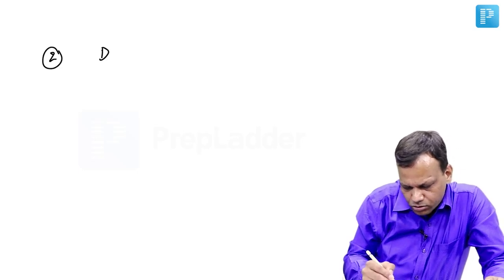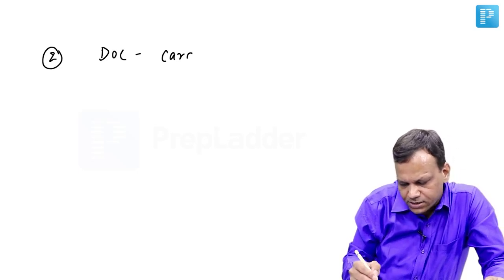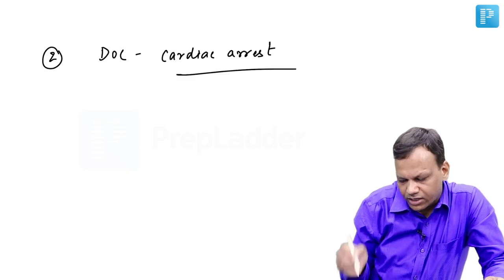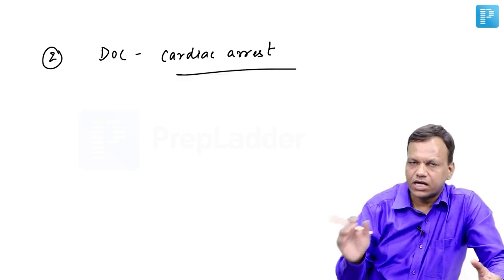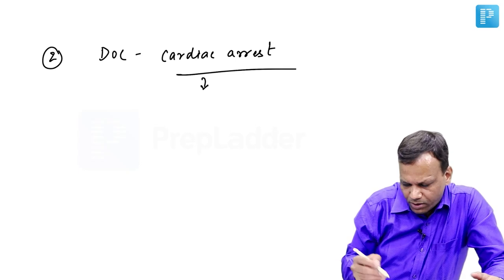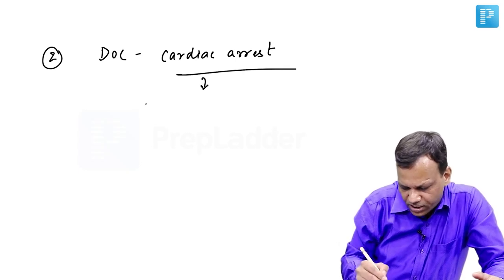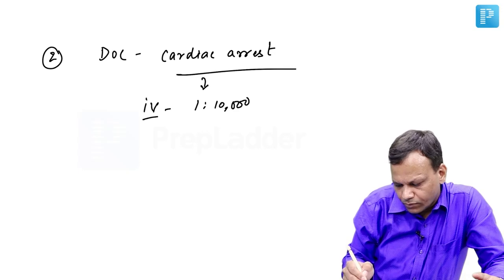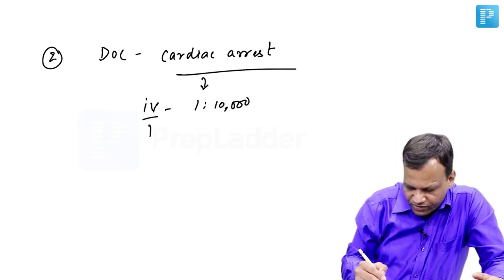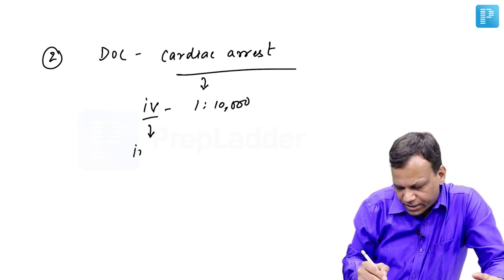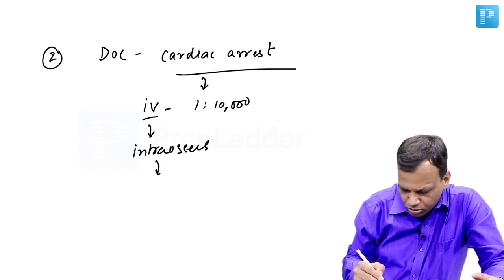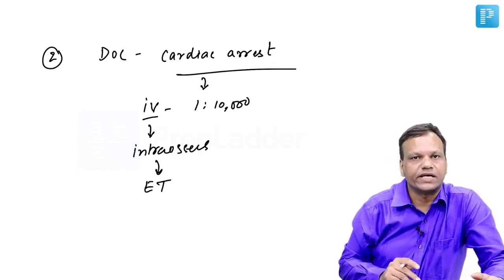Second, adrenaline is also the drug of choice for cardiac arrest. After cardiopulmonary resuscitation is not working, then we will try adrenaline. But for cardiopulmonary resuscitation, we give adrenaline IV as 1:10,000. We give IV. If intravenous access is not available, we can use the intraosseous route. If this is also not available, we can use the endotracheal route.